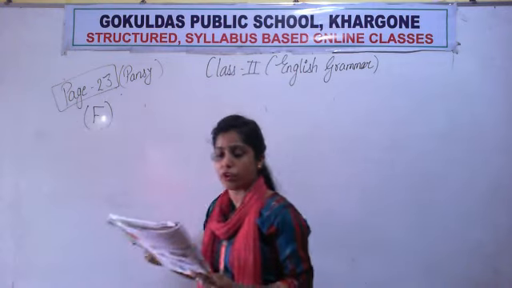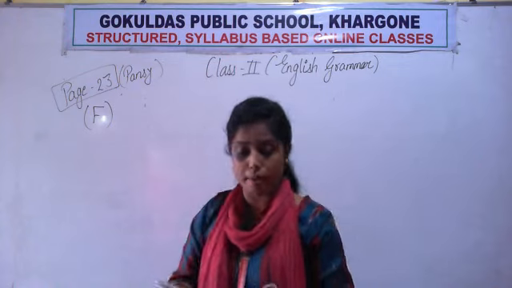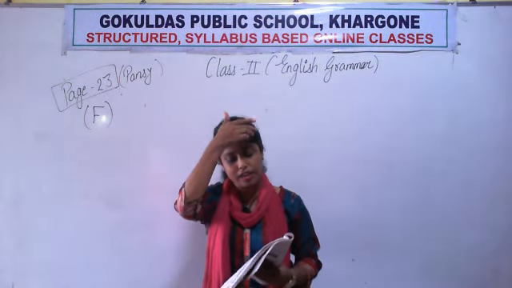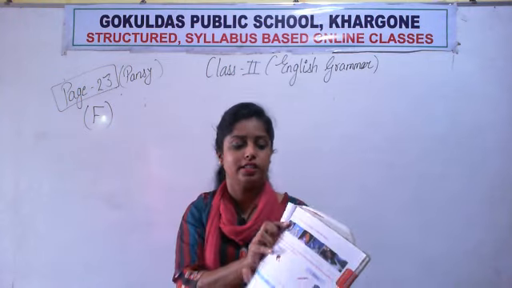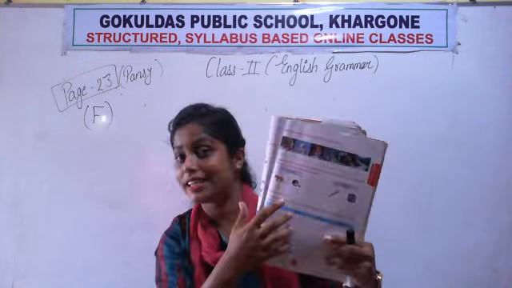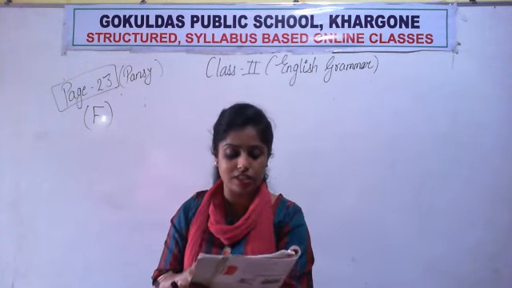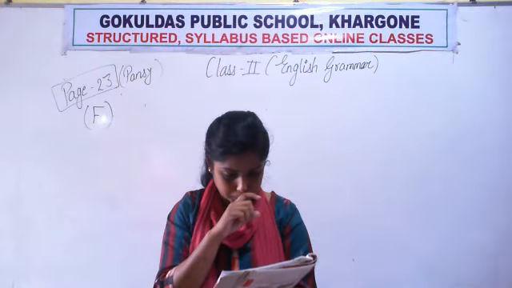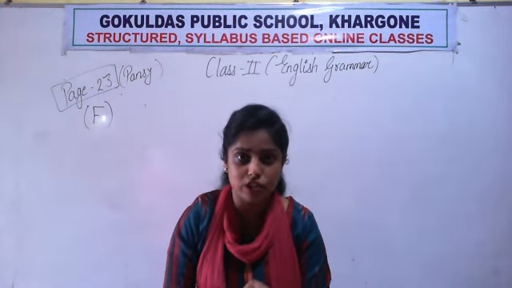I'm reading the question for you. Look at the pictures and give proper nouns for them. What we have to do? We have to just look at the pictures there. See, there are so many pictures given. It is given now? Yes or no? Yes. So there are so many pictures given. 6 pictures are given. आपको pictures को देखना है और उन pictures के लिए proper nouns लिखने हैं.